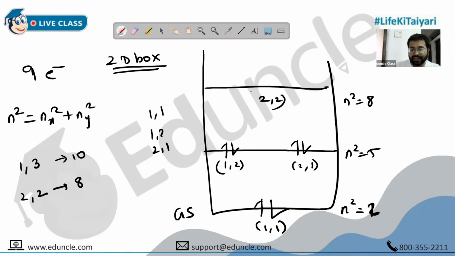So that's 2 2, and I have again 2 electrons. It's non-degenerate. Nobody else can have 2 2. And then we have n square equals 10, which is 1 3. Do we have another combination possible? 2 2, 1 3, that's it. So n square equals 10, which is the 1 3 or 3 1 combination.